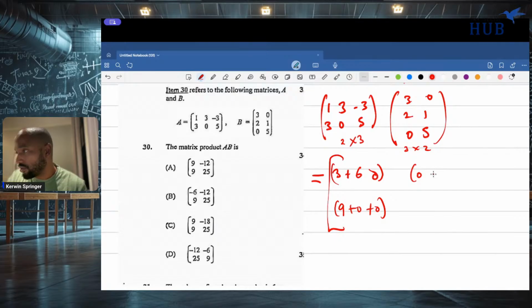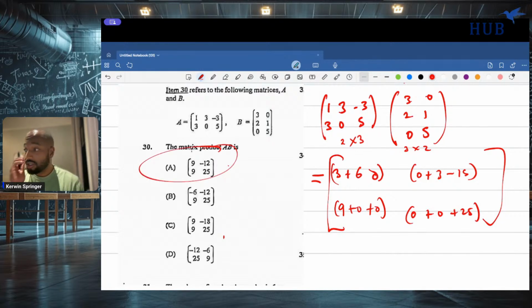0 plus 3 minus 15, 0 and 0, and 5 by 5, 25. So we're looking at 25, 9, and 9, -12. All right, so this is 9, this is -12, this is 9 again, and this is 25. So this is a matrix multiplication, and this one pops in tomorrow.